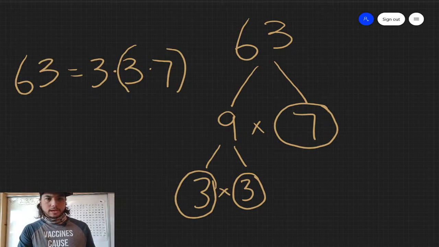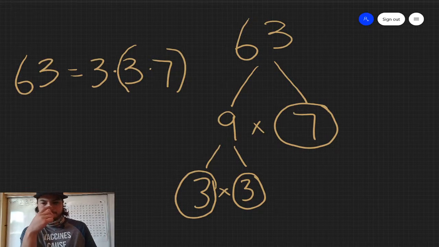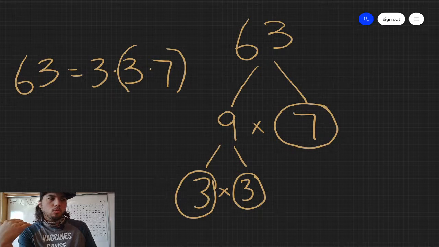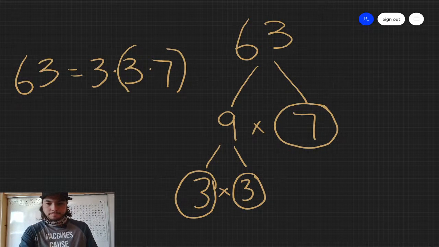So this is how using factor trees can help you play around and figure out what other factor pairs you might not know, right?